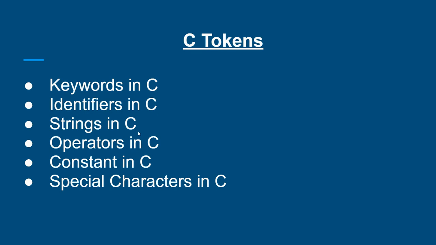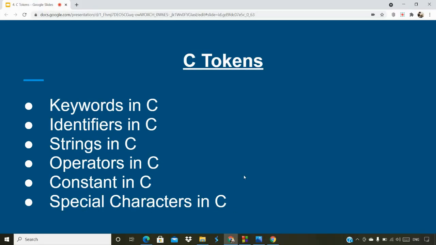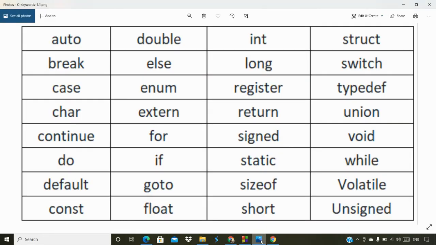So first, what we have here is keywords. What is a keyword? A keyword is a reserved word. We can't use it as a variable name or constant name, etc. There are only 32 keywords in C language. Let me show you the keywords that we have. These are the 32 keywords that C supports.